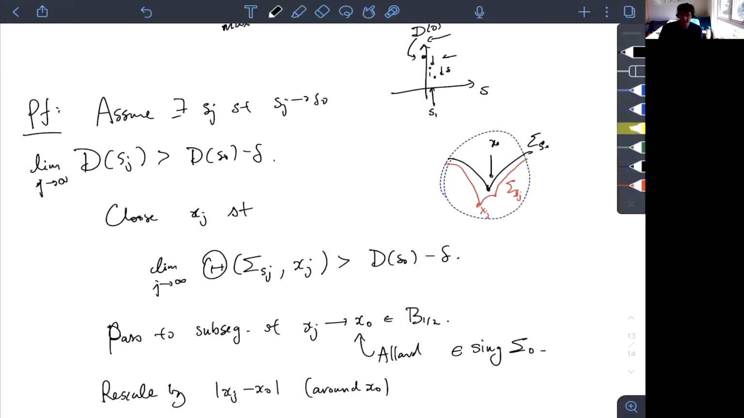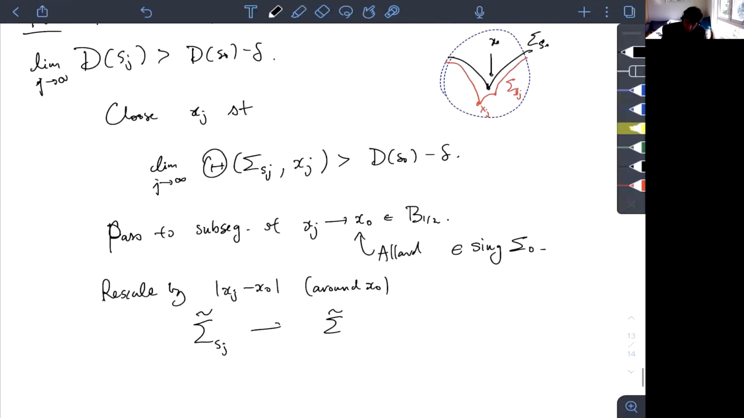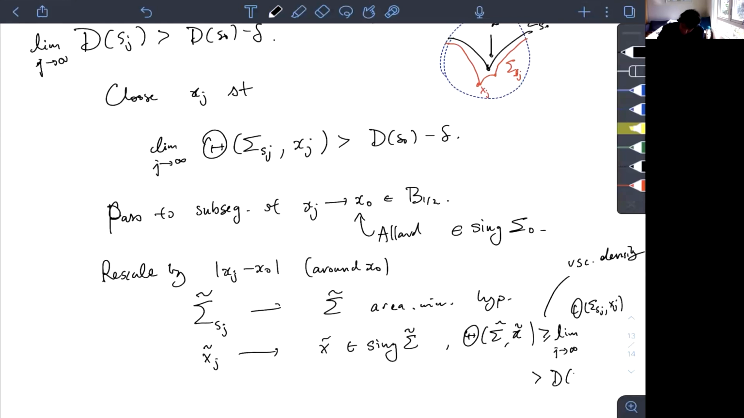So I zoom in. And when I do this, the sigma sj will converge to some sigma tilde, an area minimizing hypersurface. The rescalings of xj will converge to some x tilde. And this is going to be a singular point of sigma tilde, and the density of sigma tilde at x tilde is going to be at least the limit of theta sigma sj xj. This is by upper semi-continuity of density. Okay, but then this is bigger than d of s naught minus delta by assumption.